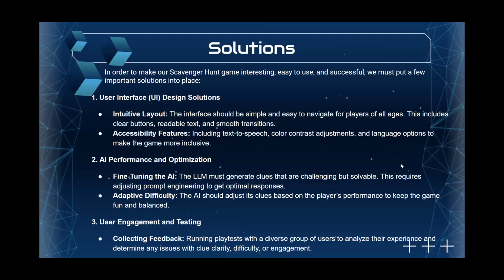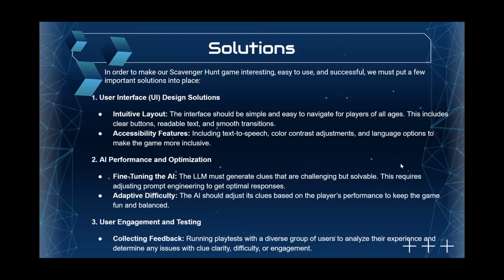And then another thing, filtering out irrelevant or repetitive clues. The AI might generate clues that are confusing or unrelated. And then implementing a verification system, such as AI self-checking or human review, can help improve clue accuracy.